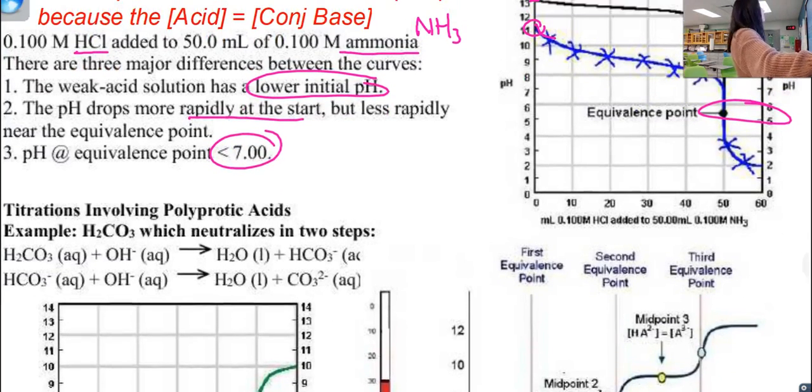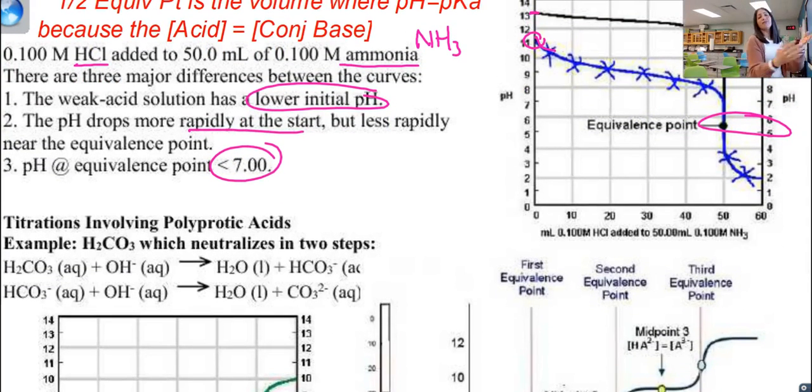Okay. And again, halfway to the equivalence point, we know we've got a situation where the concentration of our conjugate acid is equal to our base, whichever one it is that we're doing here. In this case, it's going to be a base, so the conjugate acid is equal to our base at that point there.